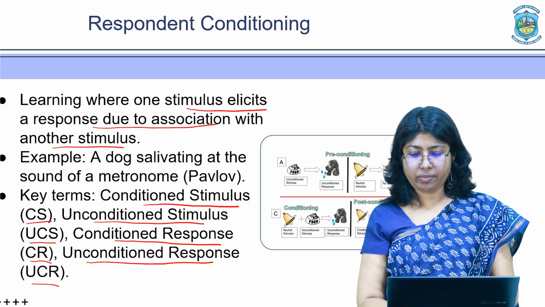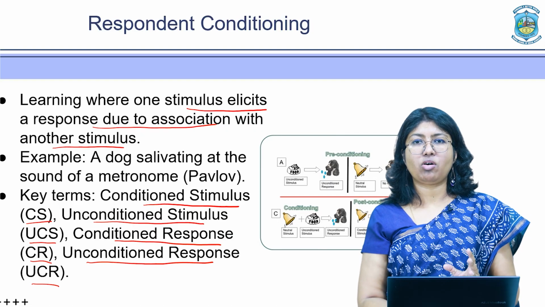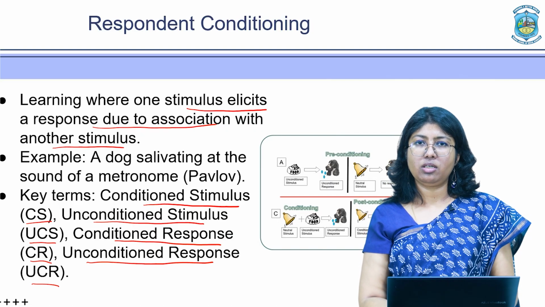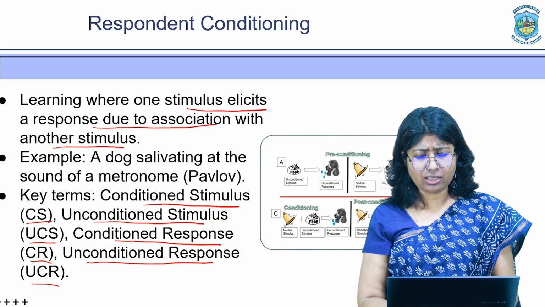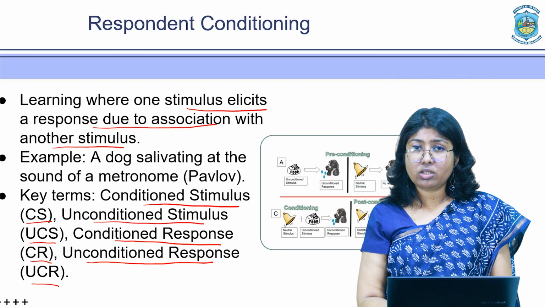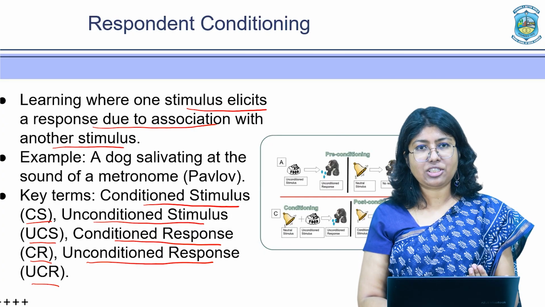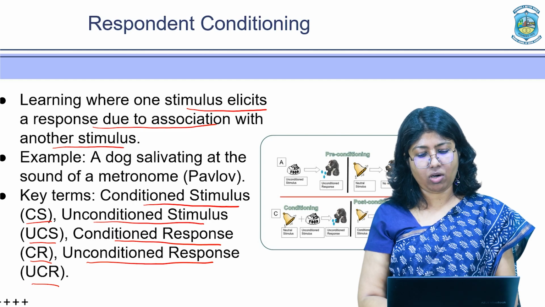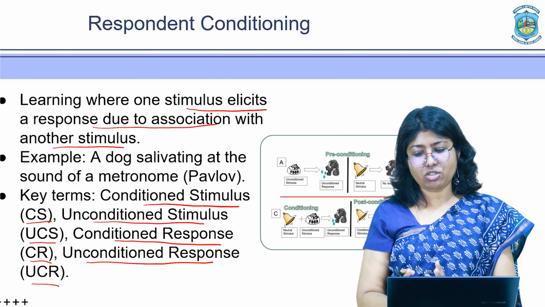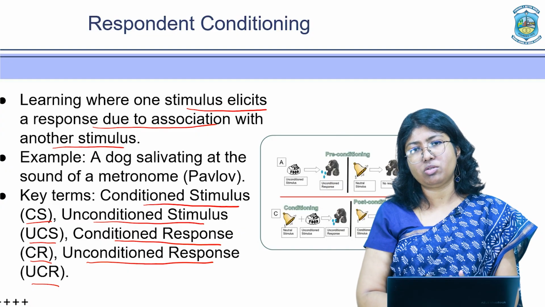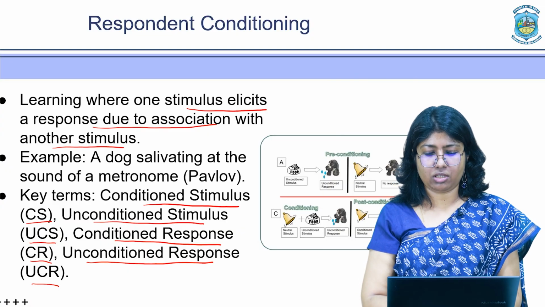So what was he doing? He was giving food to a dog. As soon as the dog saw the food, the dog started salivating. Now the food is what we call the unconditioned stimulus, and the natural response to it is what we call the unconditioned response. That means the dog is not exactly trained to salivate when it sees the food. This is a natural response.